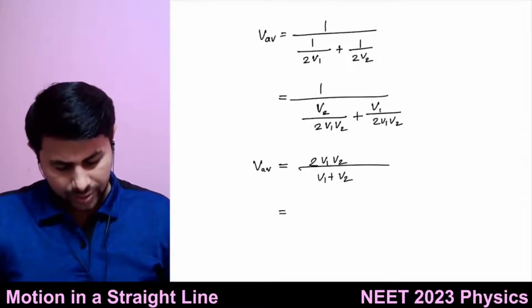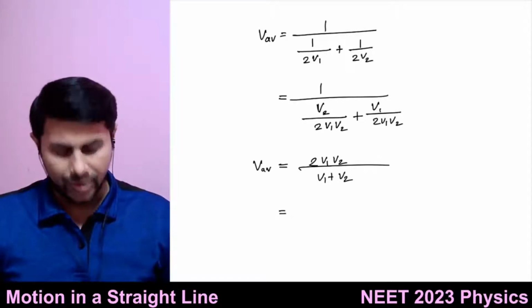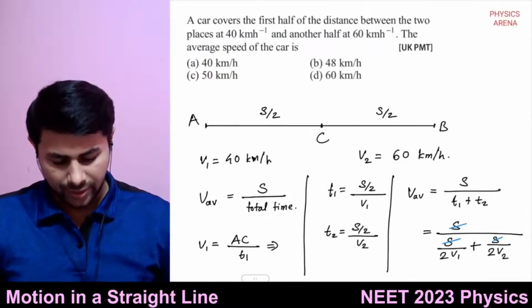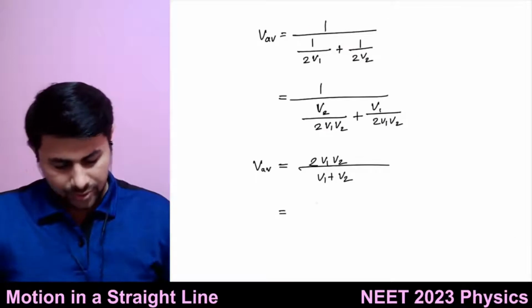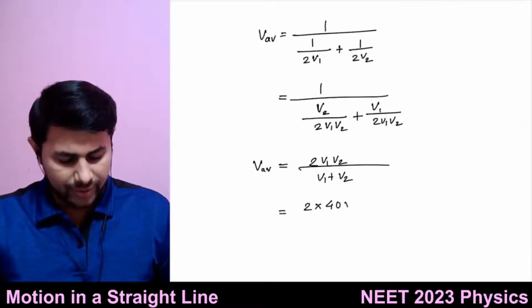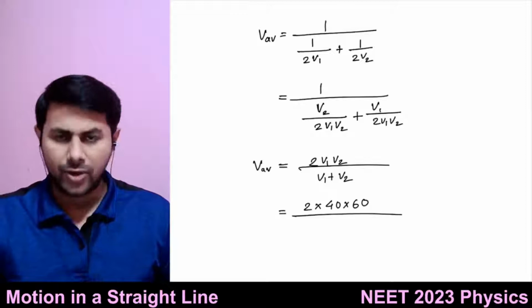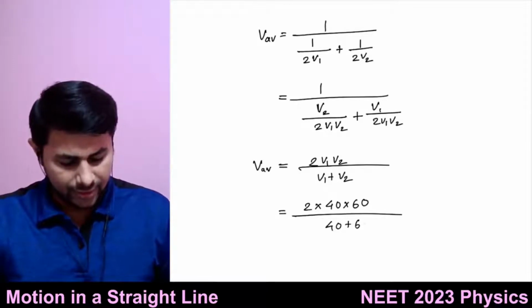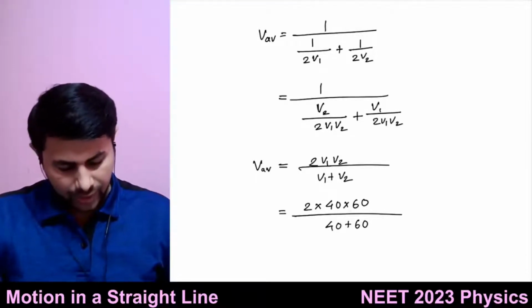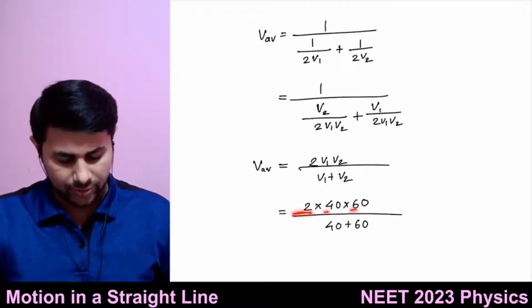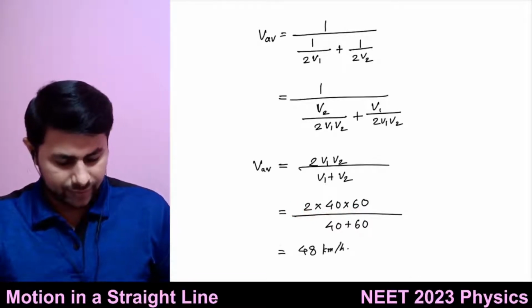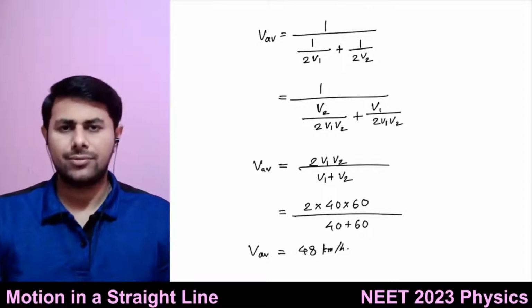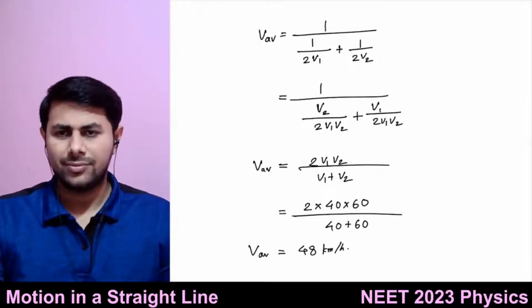Now we can substitute the values. We got this formula, so what are the values? 40 and 60. So it is 2 times 40 multiplied by 60 divided by 40 plus 60, which is 100. So 6 4s are 24, times 2 is 48. 48 kilometers per hour. This is the answer. Yes, no? Yes, sir.